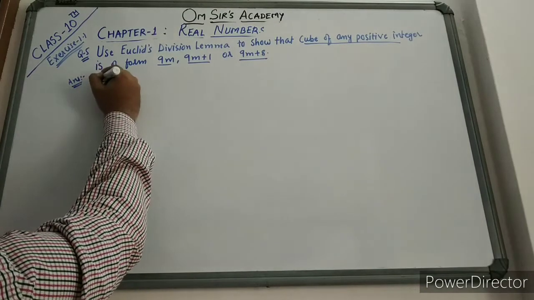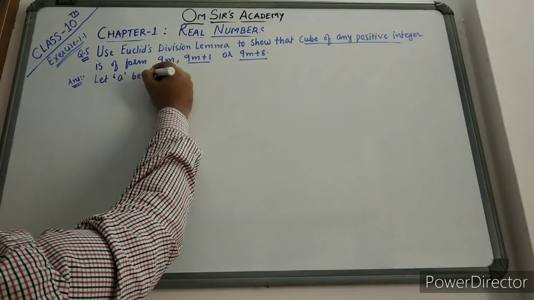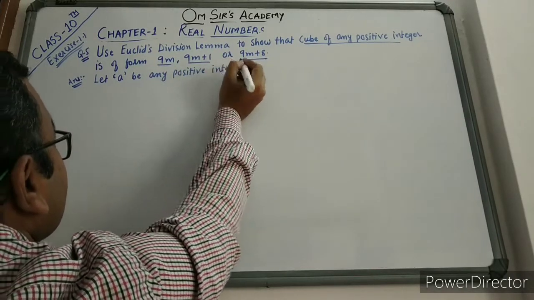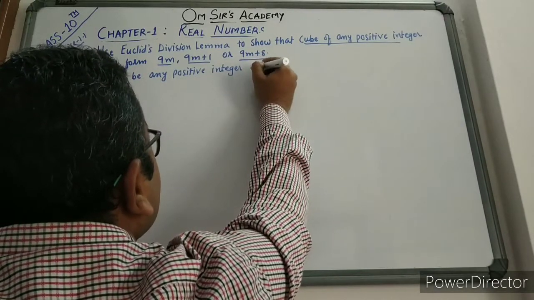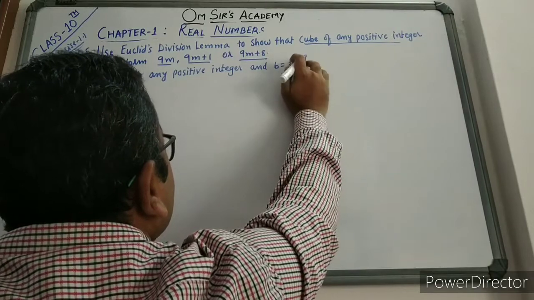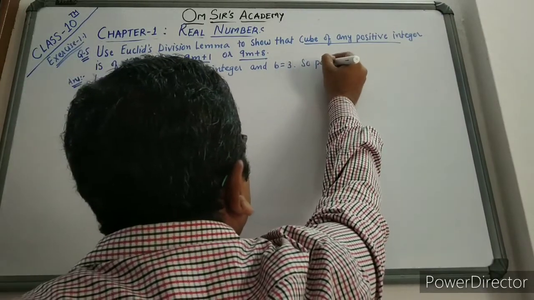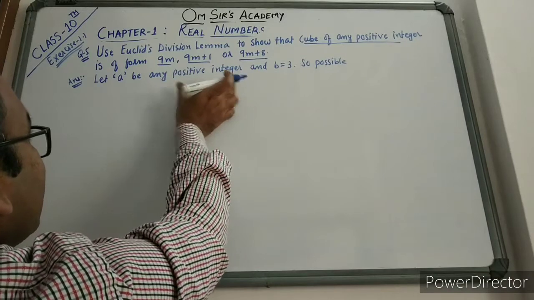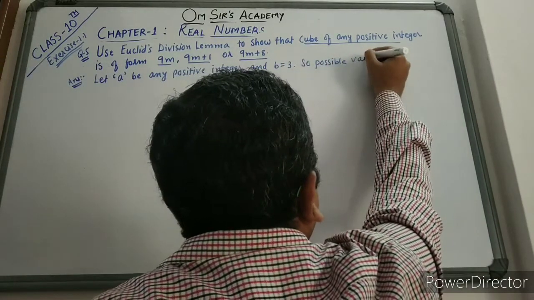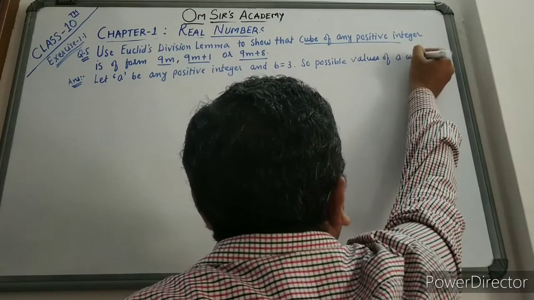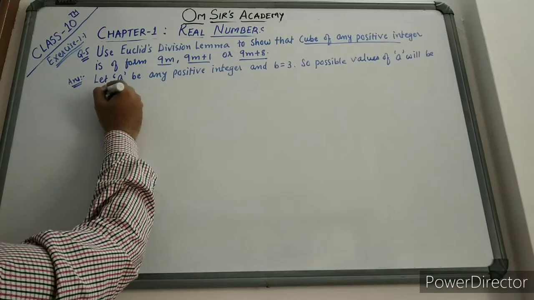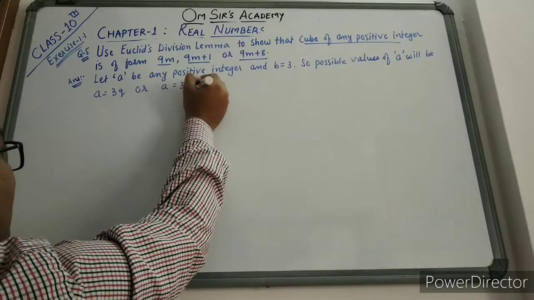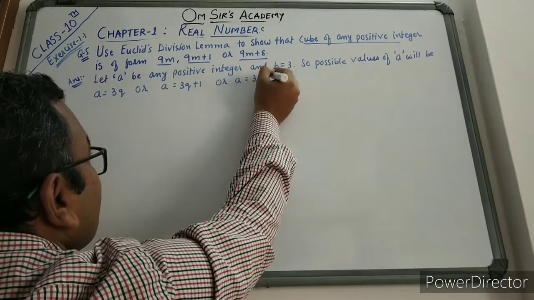So first step is what? Let us assume that a is any positive integer, and the value of b we will take as 3 here. Is it clear? So possible values of a, the same hint that we gave in the first case, we are taking here: a positive integer a, b equals 3, so possible values of a will be a equals 3q, or a equals 3q plus 1, or a equals 3q plus 2. Is it clear?